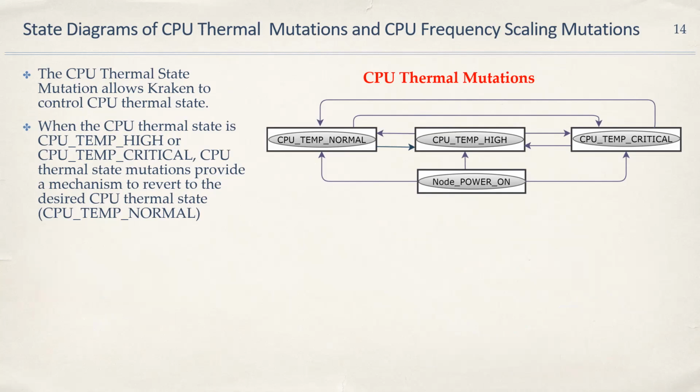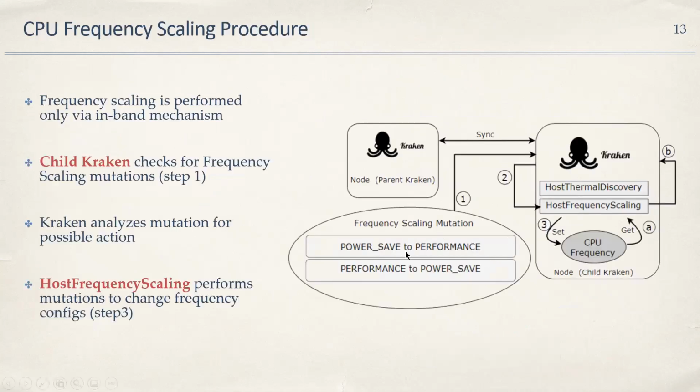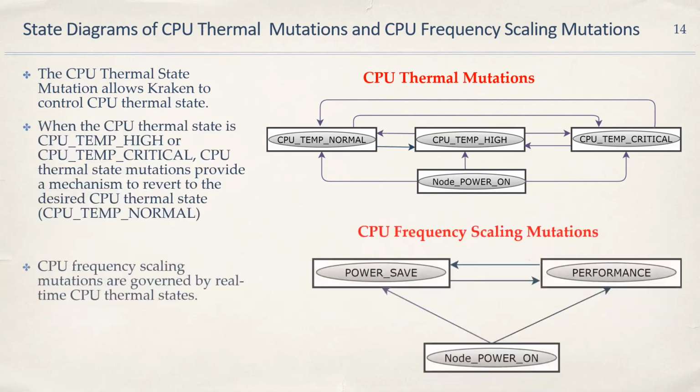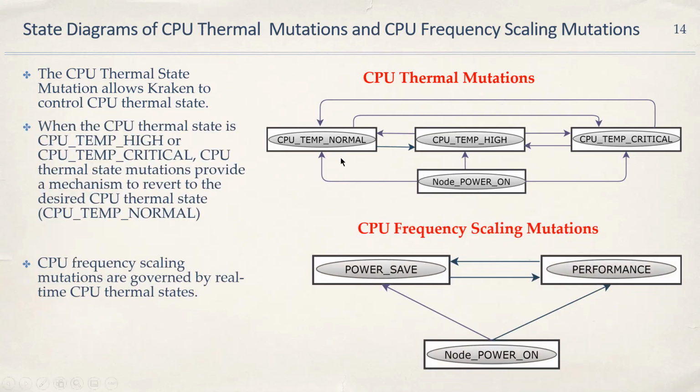As we can see from our previous slide, it's power save to performance and performance to power save. Whenever Kraken discovers that the CPU is healed, or back to CPU temperature normal, and the CPU frequency is still in power save mode, it will initiate a new mutation or action from power save to performance. In this way, because there is no reason to stay in power save when the CPU temperature is normal, it can be switched back to performance mode.